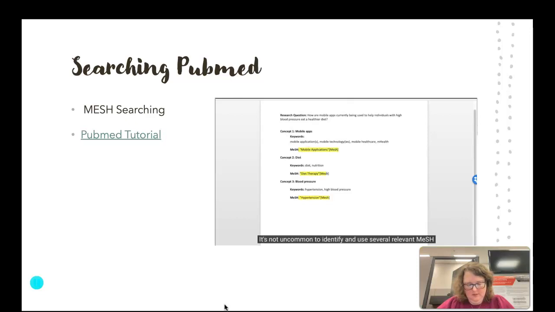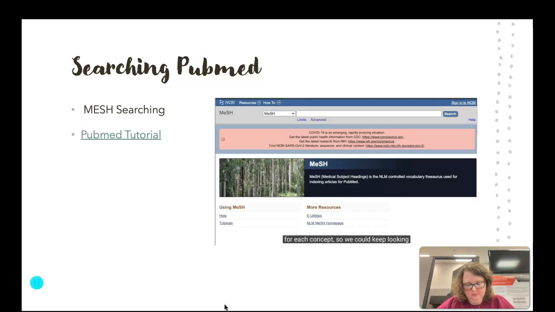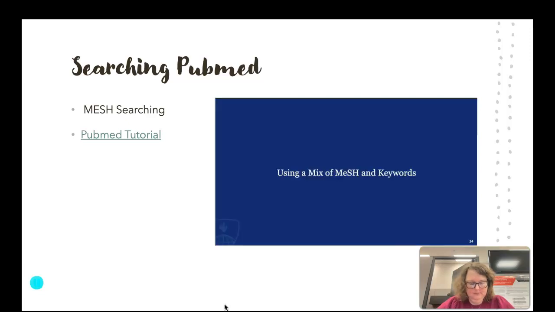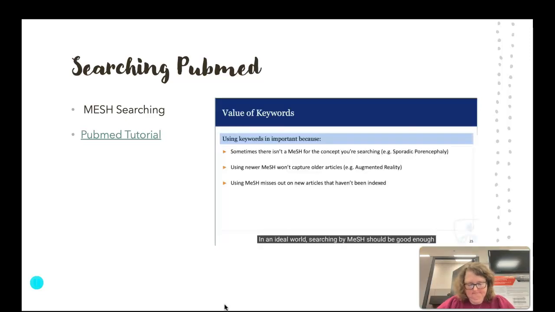It's not uncommon to identify and use several relevant MeSH for each concept, so we could keep looking through the MeSH database. But for the sake of time, let's move on to the next step. In an ideal world, searching by MeSH should be good enough to retrieve relevant citations on a topic. Unfortunately, this is not always the case. Sometimes there isn't a MeSH for the concept you're searching. This is particularly true for terms related to technology and rare diseases.